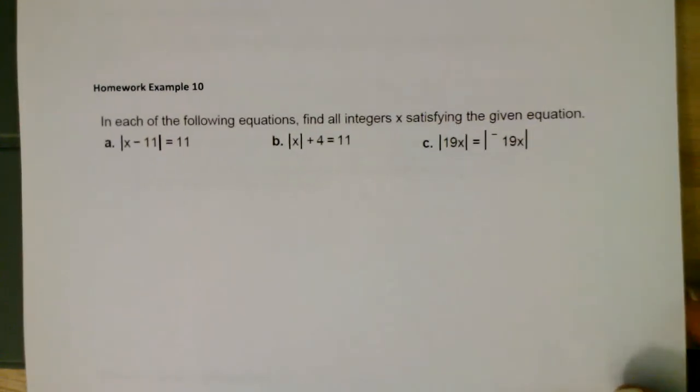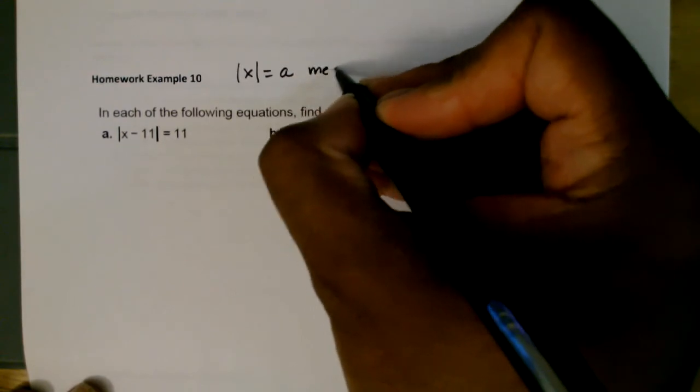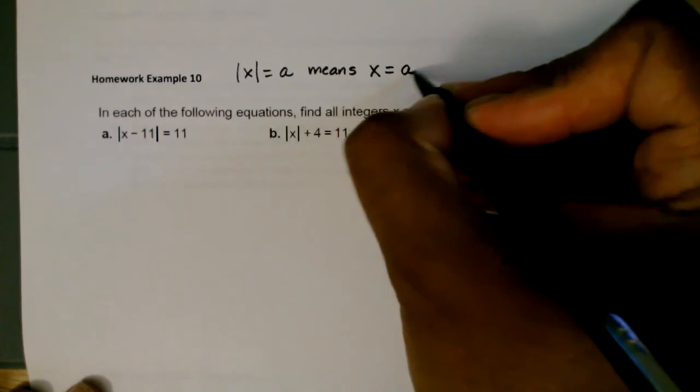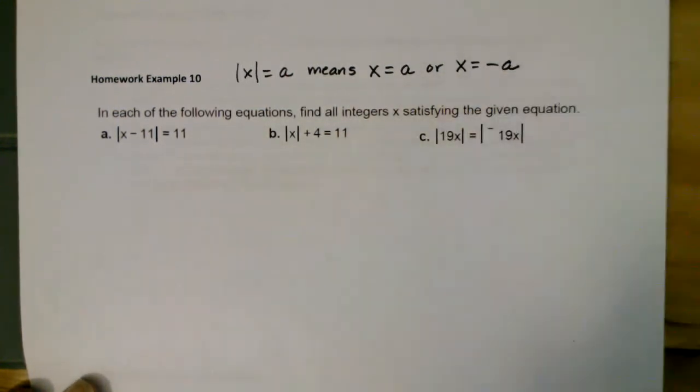All right, so the next homework example that we have here deals with absolute value equations. And recall, anytime you have the absolute value of x equaling some constant a, this means we need to write that as two equations: x is equal to positive a, or x is equal to negative a.